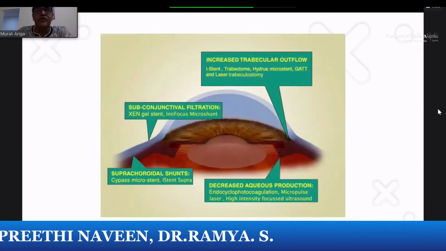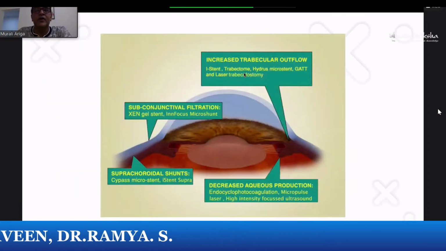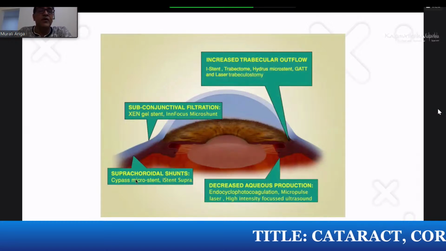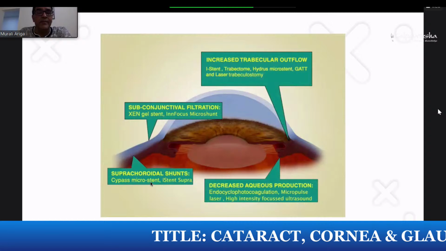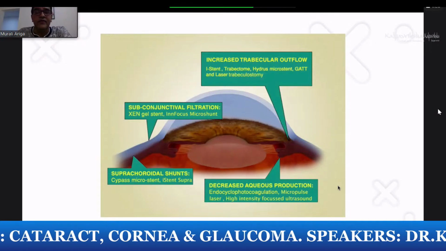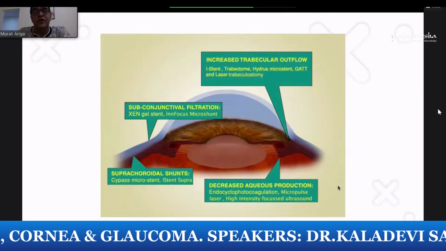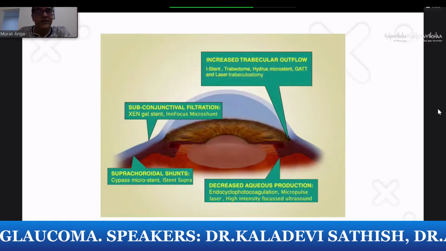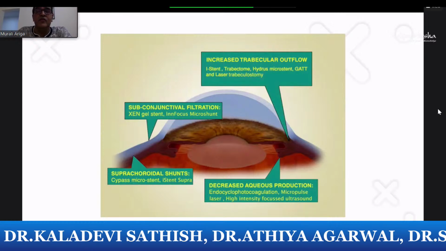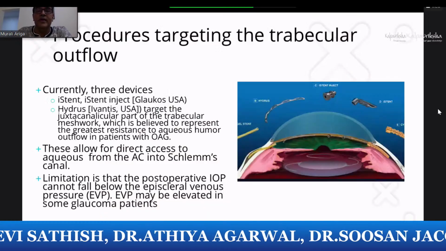So you can increase the trabecular outflow with devices like the iStent, trabectome, GATT, and laser trabeculotomy. You can do a subconjunctival filtration with implants like the Xen implant, InnFocus microshunt and so on. You can have a suprachoroidal shunt like CyPass, which is not available now, the iStent Supra. You can decrease aqueous production using high-intensity ultrasound or using micropulse cyclophotocoagulation. These are all methods in which you can do so-called minimally invasive glaucoma surgery without doing a trabeculectomy.